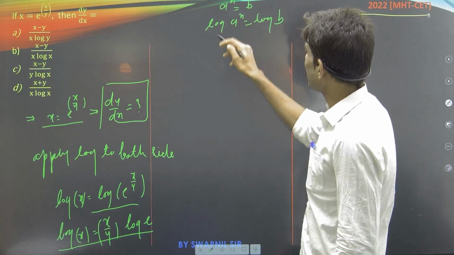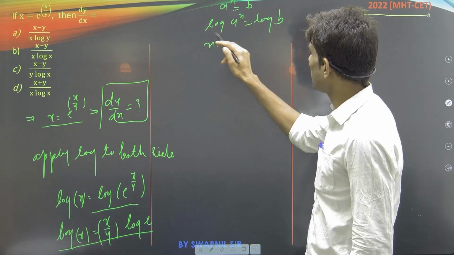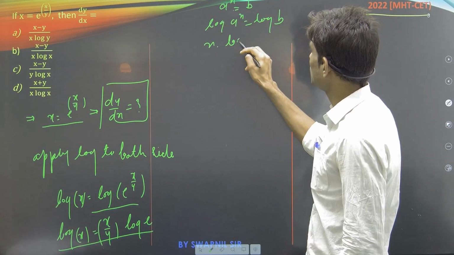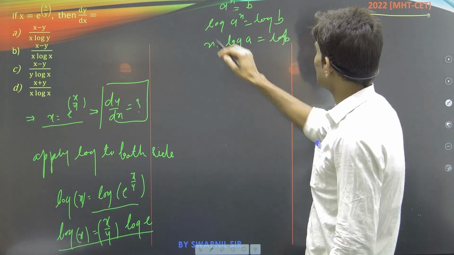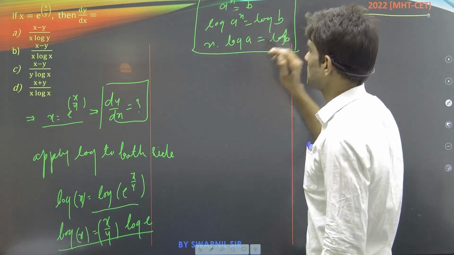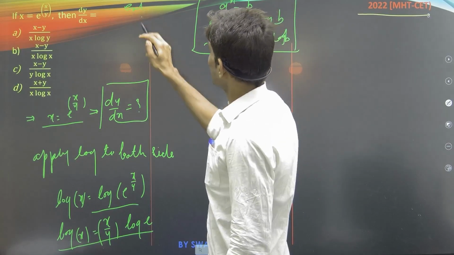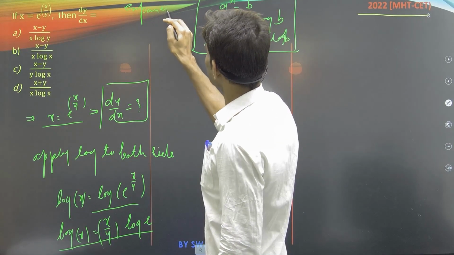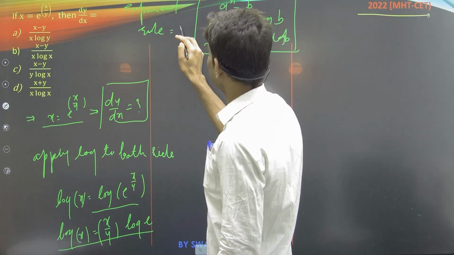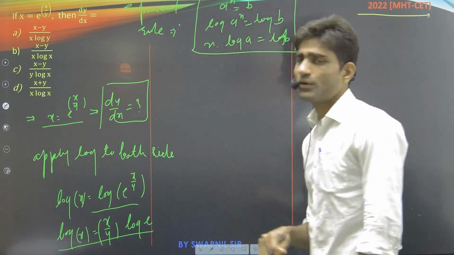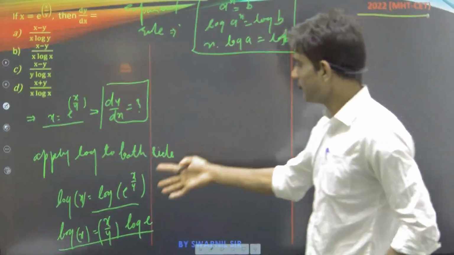Okay, so by the exponent rule, that x can be part of the multiplicand. So x into log of a is equal to log of b. This one is the exponent rule for logarithm. So I applied that rule here.